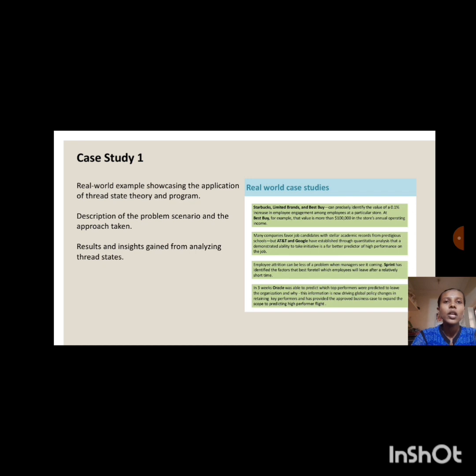Case study 1. A real-world example showcasing the application of thread state theory and program. Description of the problem scenario and the approach taken. Results and insights gained from analyzing thread state. Real-world case studies.